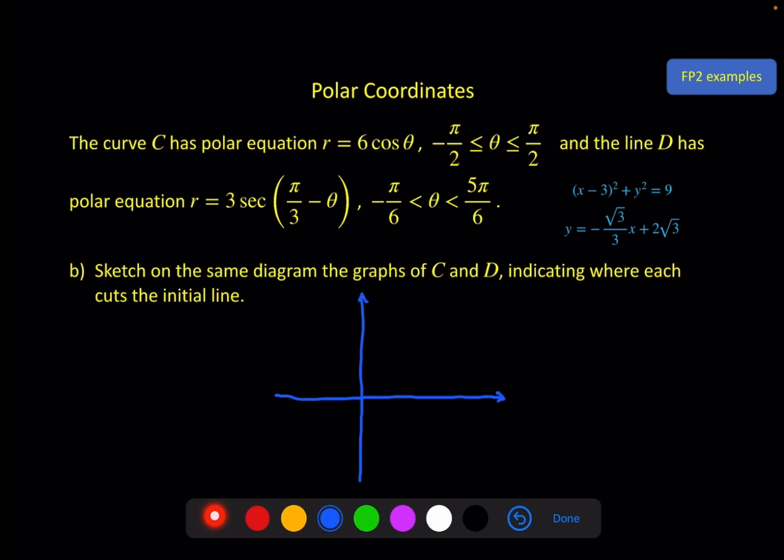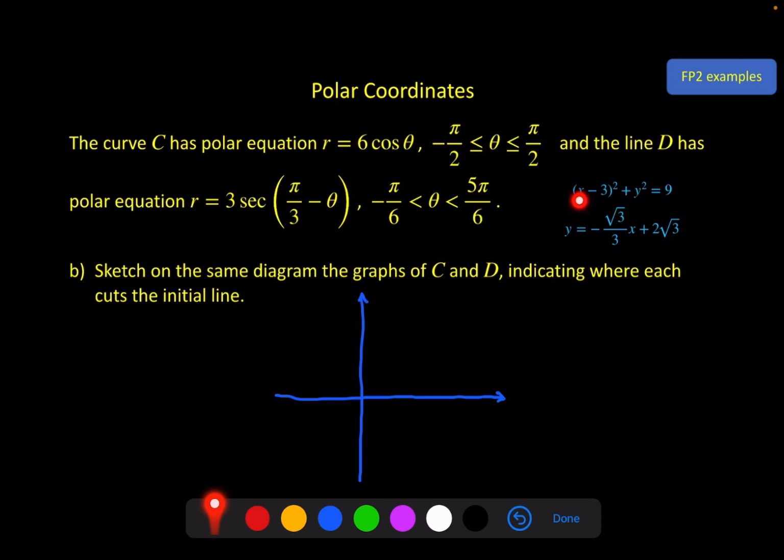To sketch these, I'm going to be thinking in terms of Cartesian coordinates, x and y, even though my question is asking me about the initial line. I know that the initial line is the same as the positive x-axis. But I know how to sketch these in Cartesian form more easily than I do sketching them in polar form.